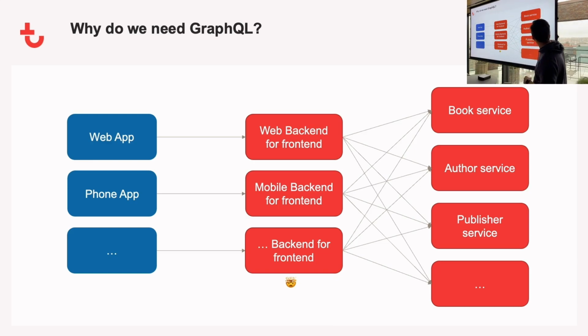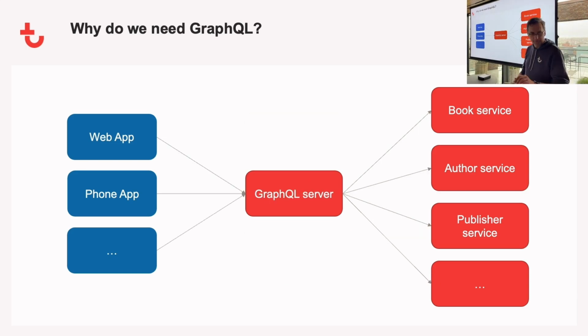And whenever somebody from the book service needs to add a new feature, they need to go to each and every single BFF and make sure that their feature is supported in all the places. This is where GraphQL comes in.